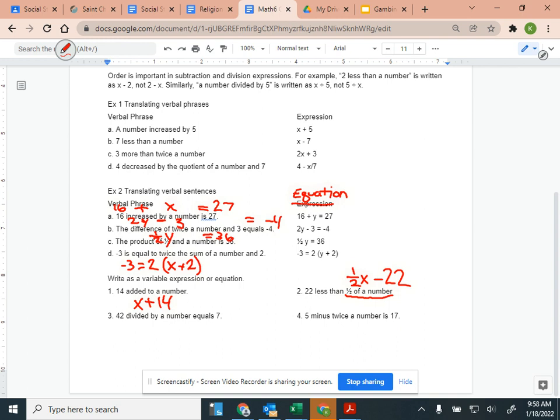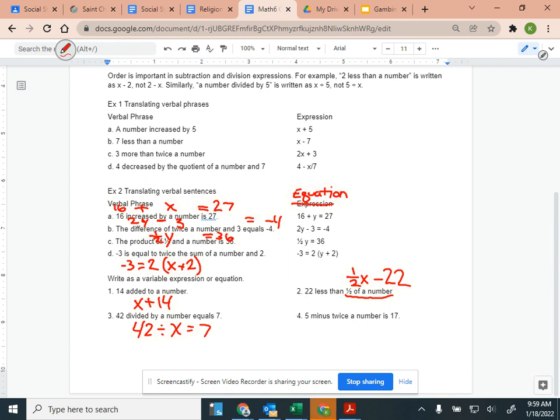Number 3, 42 divided by a number equals 7. What would that look like? 42 divided by a number equals 7. Brielle? 42 divided by x equals 7. That one we can actually write out the way it's written. 42 divided by the number, oh, I put a 2. I meant to put an x. 42 divided by x, the number, equals 7.